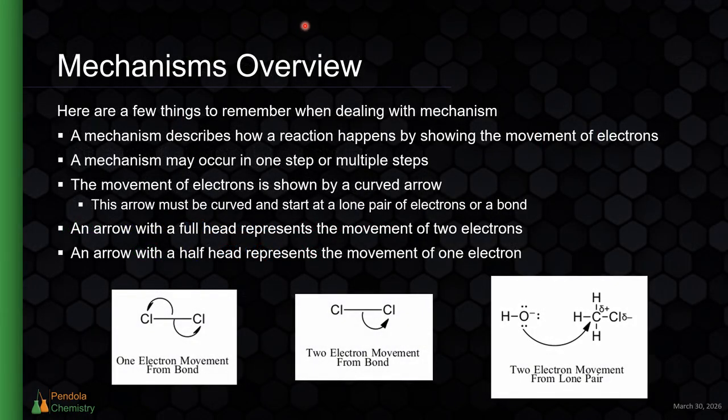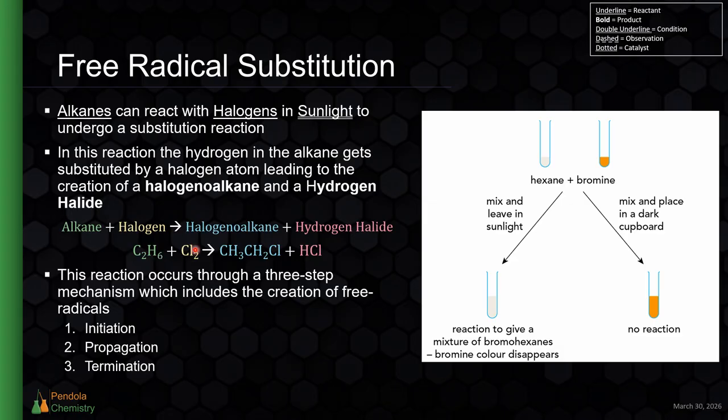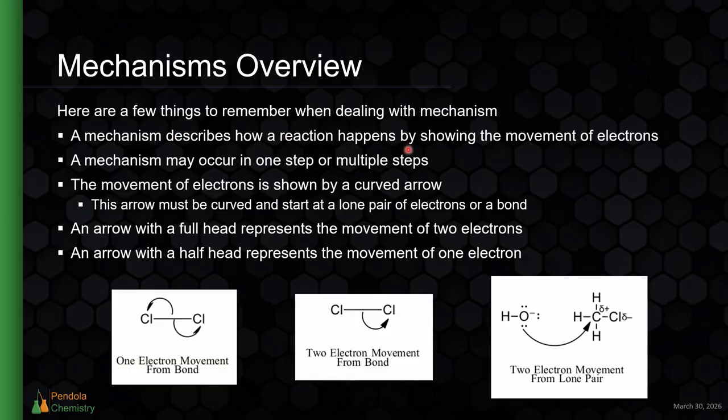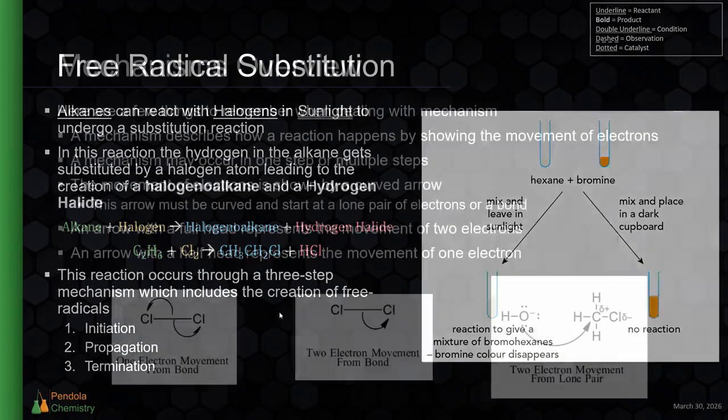The mechanism for free radical substitution happens in 3 steps. Now, let's review a little bit of what a mechanism is before we go straight into this one. A few things to remember when we're dealing with mechanisms. A mechanism describes how the reaction happens by showing the movement of electrons. So not just that the alkane and the halogen react to create the haloalkane and the hydrogen halide, like HCl or HBr, but how does that process happen? A mechanism can occur in one step or multiple steps. In the case of the one we're about to see, the free radical substitution mechanism happens in 3 steps.